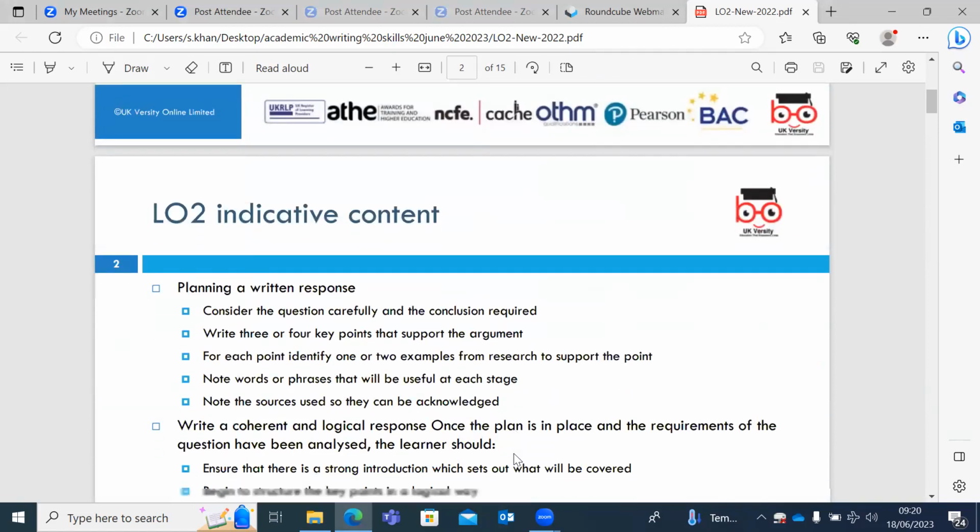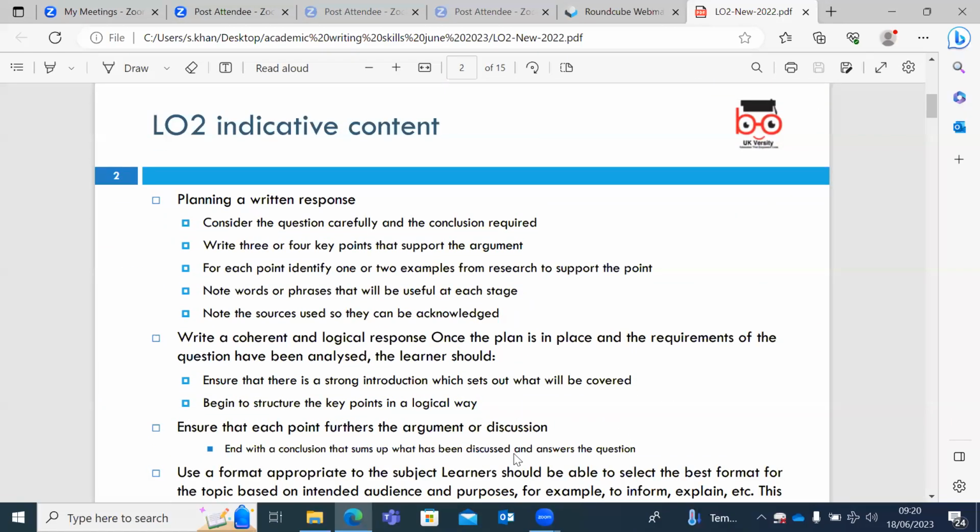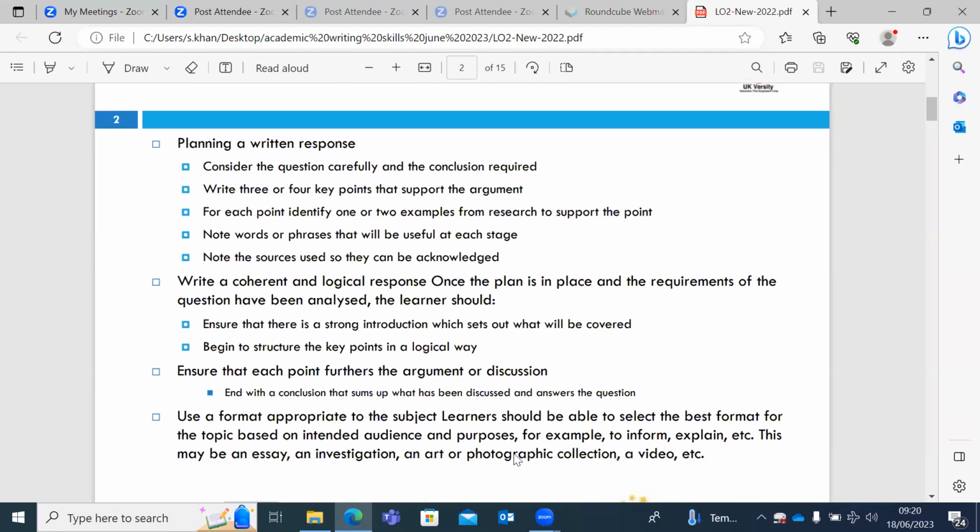So the indicative content here is firstly planning a written response. So you need to consider the question carefully and the conclusion required. You need to write 3 or 4 key points that support the argument. For each point, identify 1 or 2 examples from research to support the point. You need to note words or phrases that will be useful at each stage. You need to note the sources used so that they can be acknowledged. You need to write a coherent and logical response.